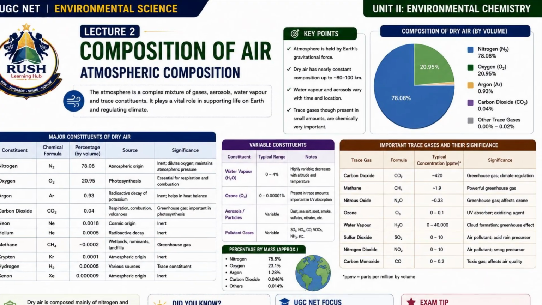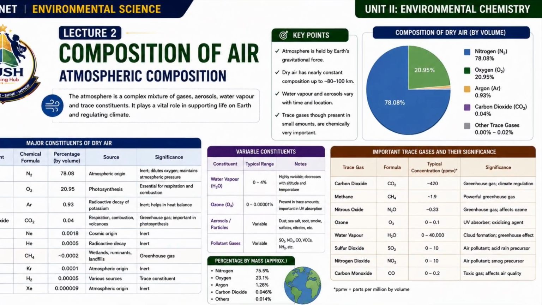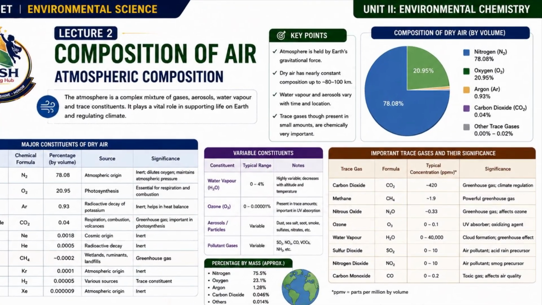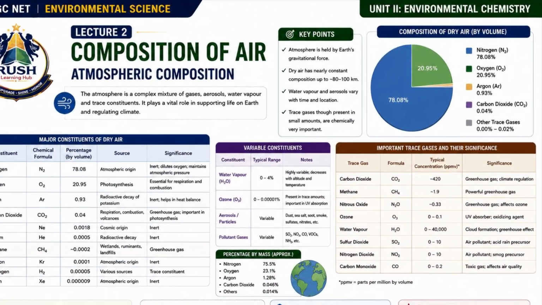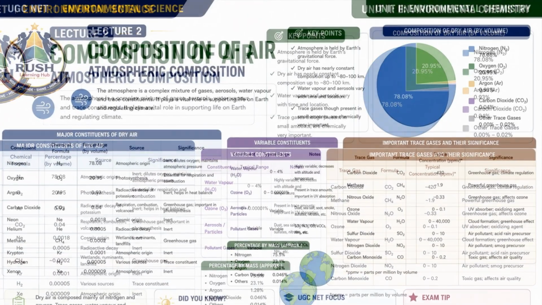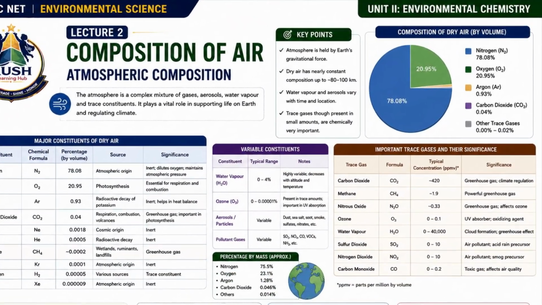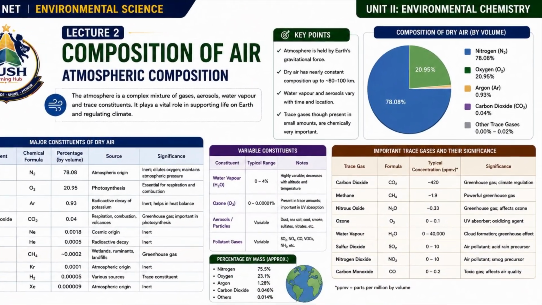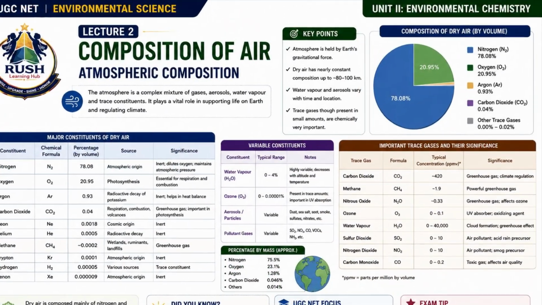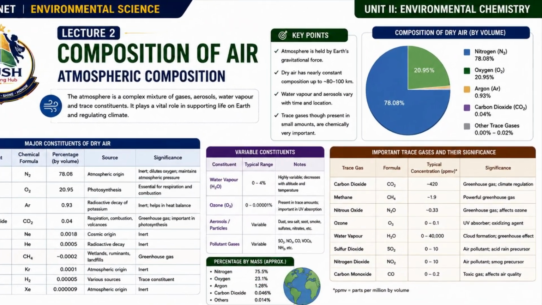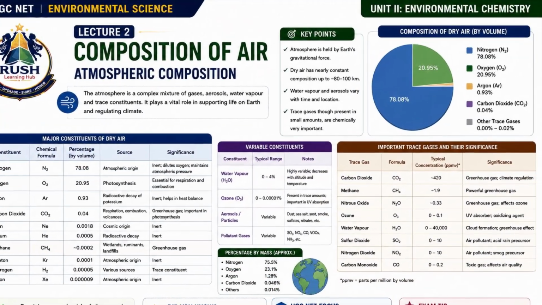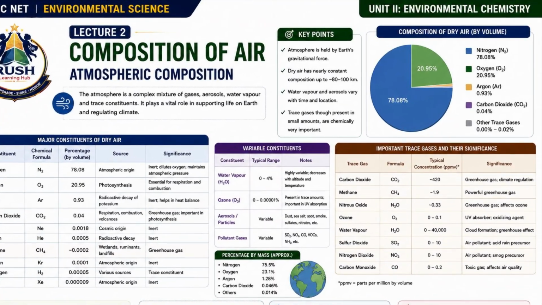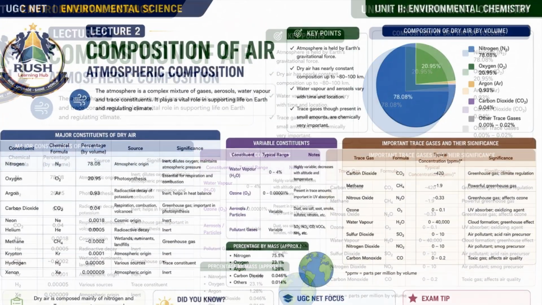Let's first examine the composition of dry air. Dry air refers to atmospheric air after removing water vapor. The major constituent of dry air is nitrogen, represented by N2. Nitrogen constitutes approximately 78.08% of the atmosphere. Although nitrogen is the most abundant gas, it is relatively inert under normal conditions and does not directly participate in most biological processes. However, through nitrogen fixation and atmospheric reactions, it becomes available for living organisms.